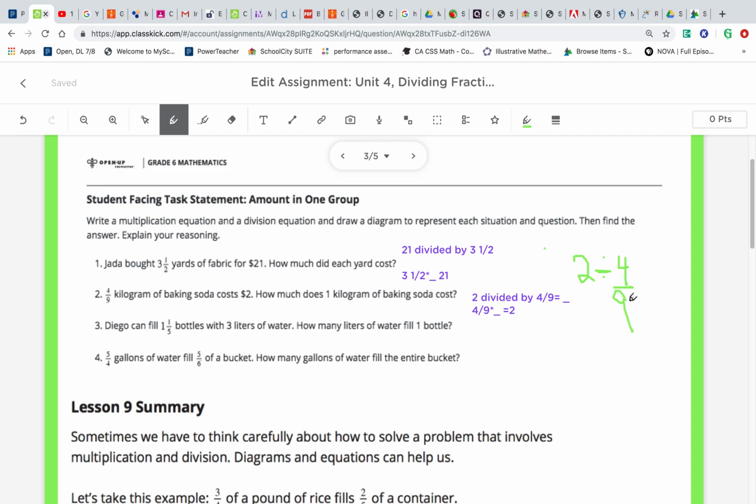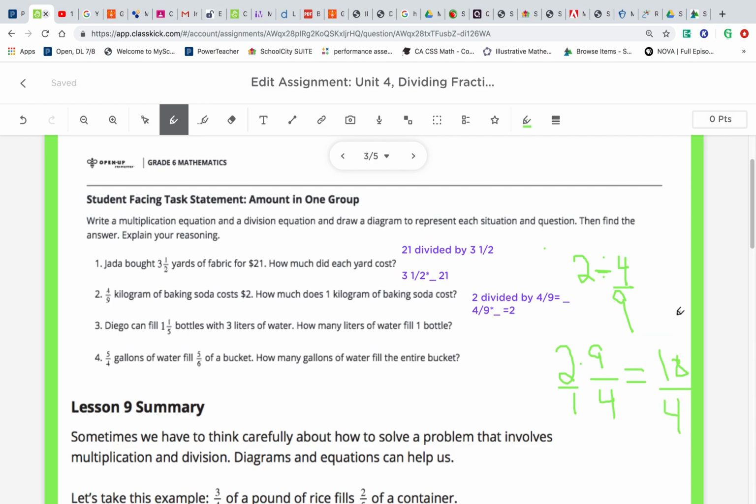Okay, 2 divided by 4/9. This should tell you, because we're dividing by a fraction, that we're really going to be doing 2 times 9 over 4. And 2 times 9 over 4, we can put 2 over 1. And so that's going to equal 2 times 9 is 18, and 1 times 4 is 4.